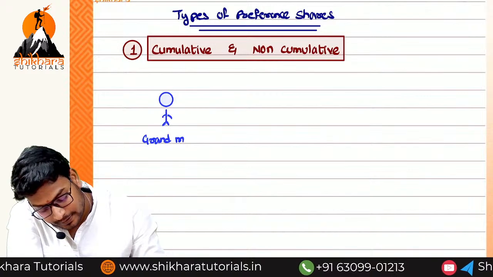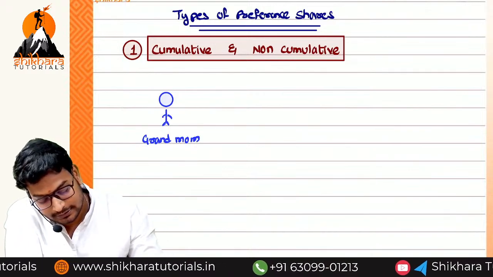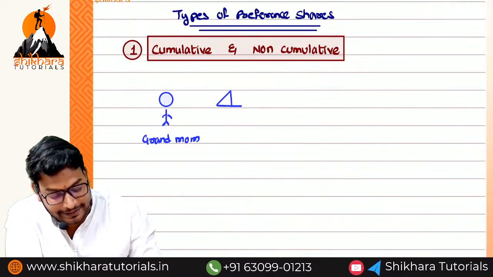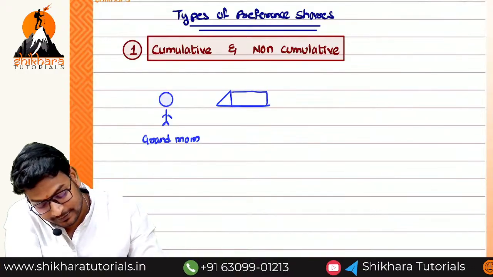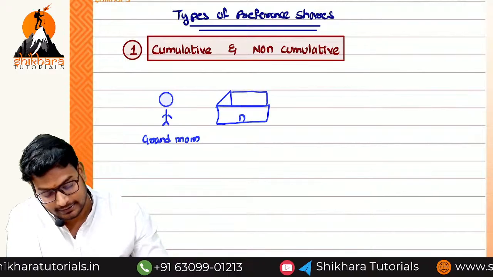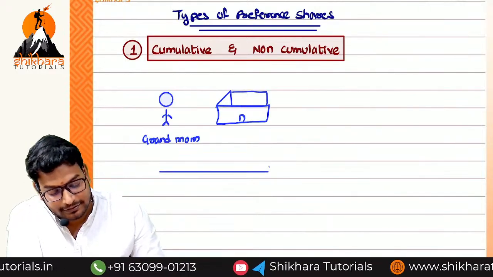Grandmom is nothing but what? Grandmother. So there will be a house. So don't try like these diagrams. This is a house of whom? Grandmother's. If you go to the grandmother's house, for example, yearly once we will go.